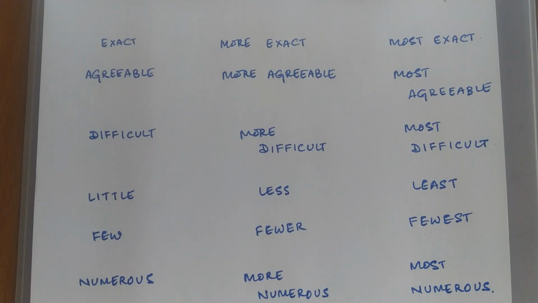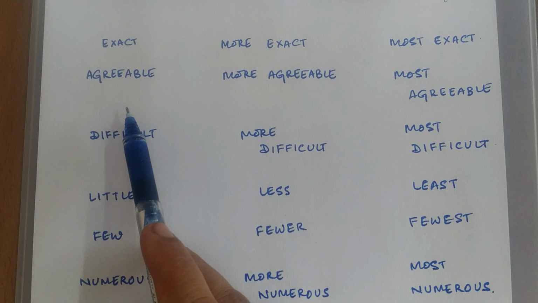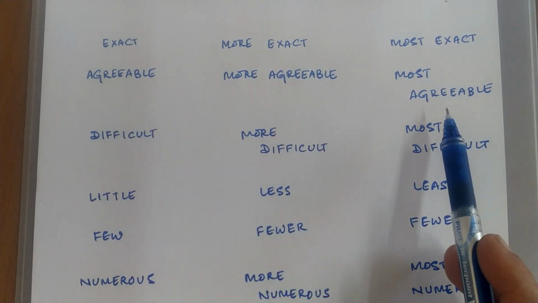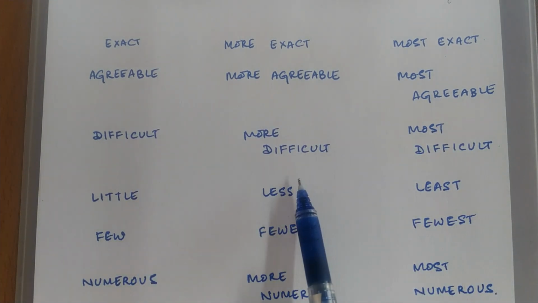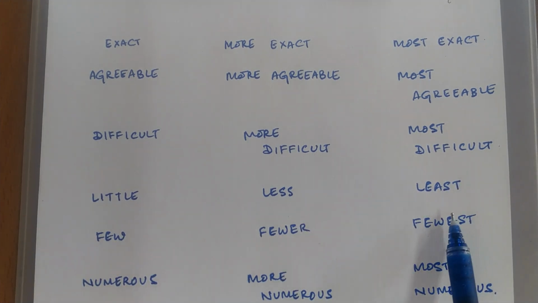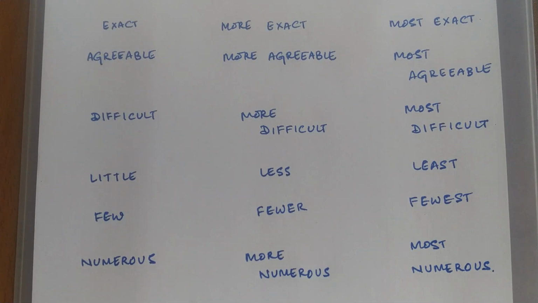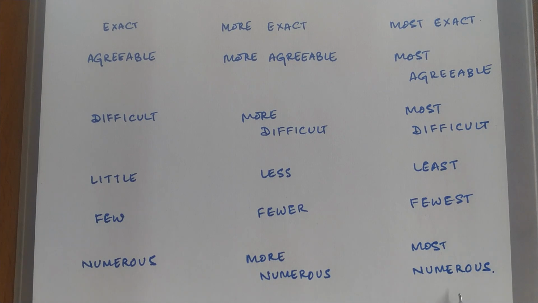A few more examples. Exact becomes more exact, most exact. Agreeable becomes more agreeable, most agreeable. Difficult becomes more difficult, most difficult. Little becomes less, least. Few becomes fewer and fewest. Numerous becomes more numerous and most numerous. So these are a few examples of comparing adjectives based on regular comparison and irregular comparison.